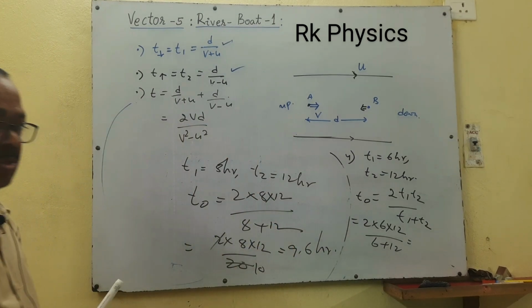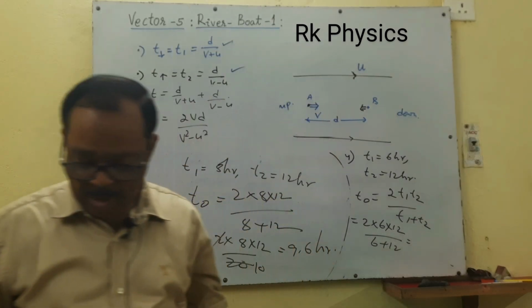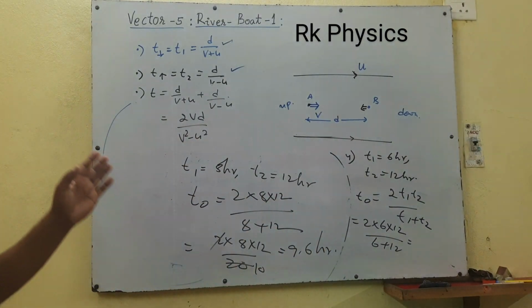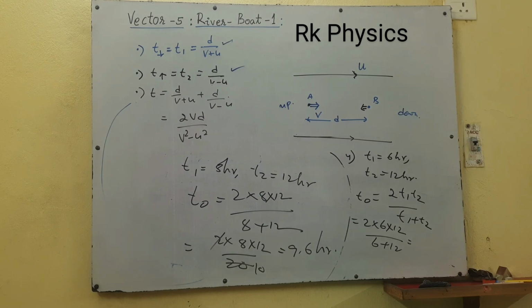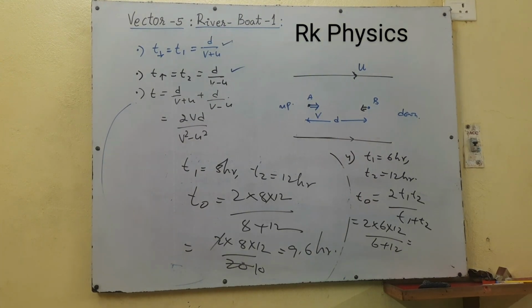So these are the sums. These are the fundamental formulas of riverboat problems. In the next video we will discuss how to cross the river and, while crossing, what happens to the velocity, direction and so on. Okay, thanks.